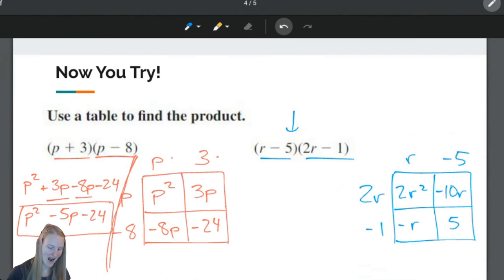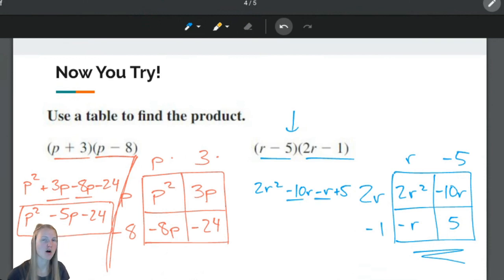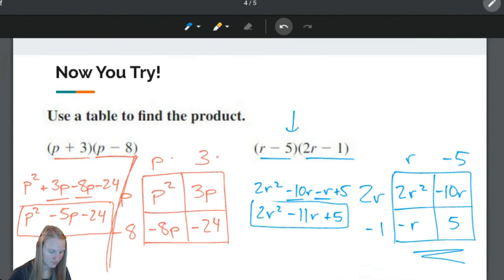Okay, now let's add all of the things in our boxes together. 2r squared minus 10r minus r plus 5. And of course we combine like terms. -10r minus r is -11r. So we have 2r squared minus 11r plus 5. Ta-da! So those are all of the examples that I have for you.